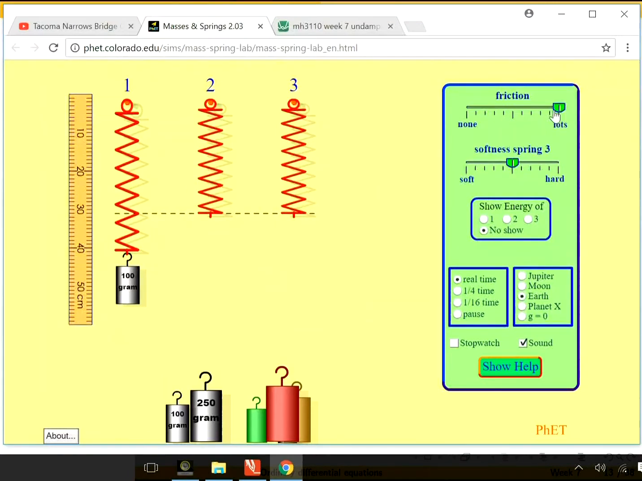But then suppose that we're going to pull it a little bit further and then release. Then of course what we're going to see is that it's going to oscillate around this initial position, around the equilibrium position, where the forces were balanced.